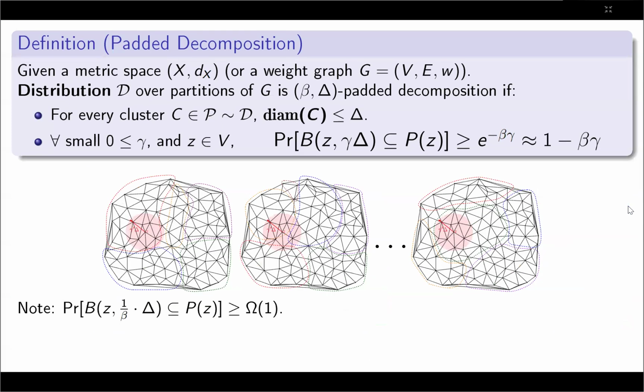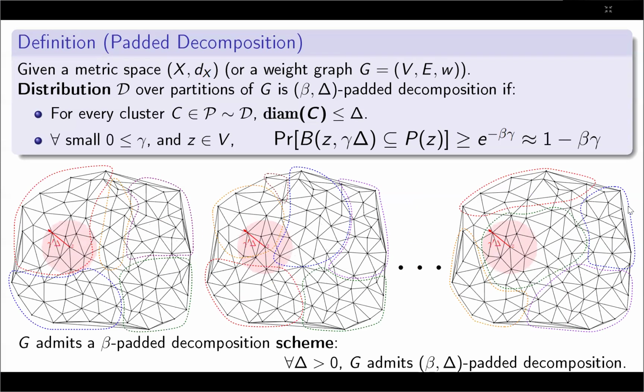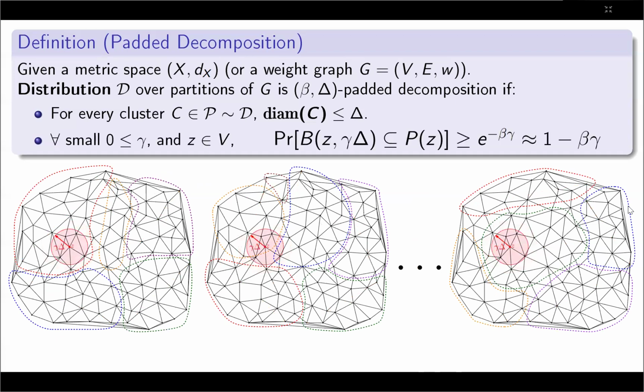For example, the probability that the ball with radius delta over beta is clustered together is constant. And this beta is called the padding parameter. In the definition, beta is fixed, so you say a beta padded decomposition scheme. Right, beta is fixed, and then it has to work with that if you want it to be a padded decomposition scheme. Usually delta is not important, and beta is the important thing. It's called the padding parameter, and different metric spaces have different padding parameters. As your metric space has a smaller padding parameter, it's easier to work with, and you can decompose it in a better way.